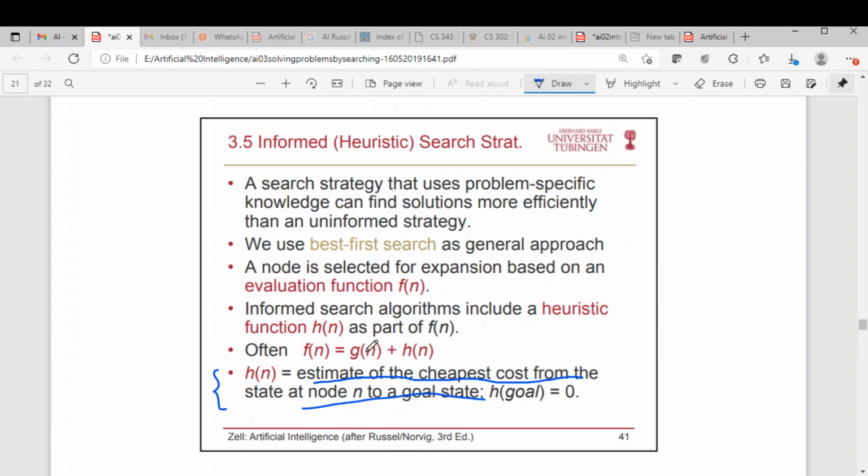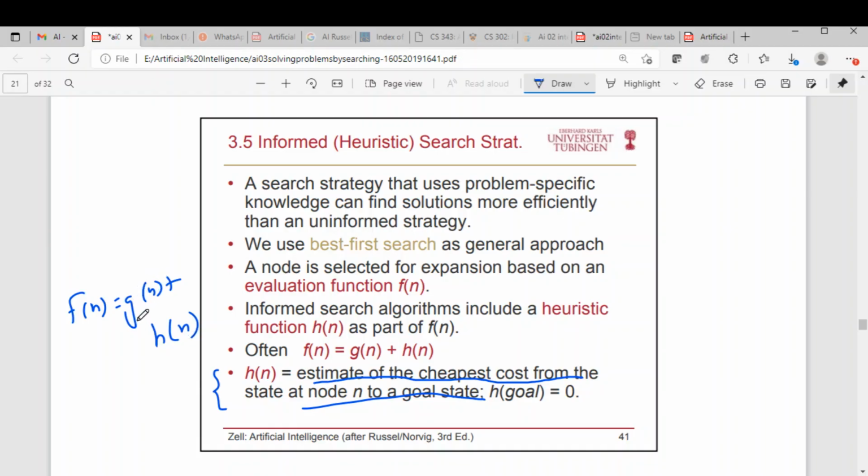Please understand. So f of n is equal to g of n plus h of n. This is how we define the evaluation function. What is f of n? F of n is the evaluation function. H of n is the heuristic function. And what is a heuristic function? It is the estimate of the cheapest cost from the current state to the goal state. It is just an estimate. It's not the truth. It may be true or it may not be true.